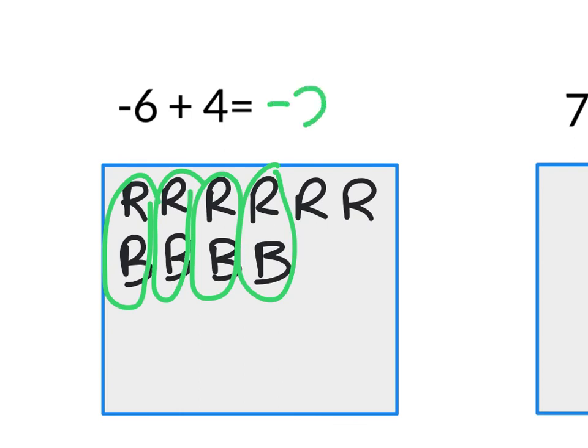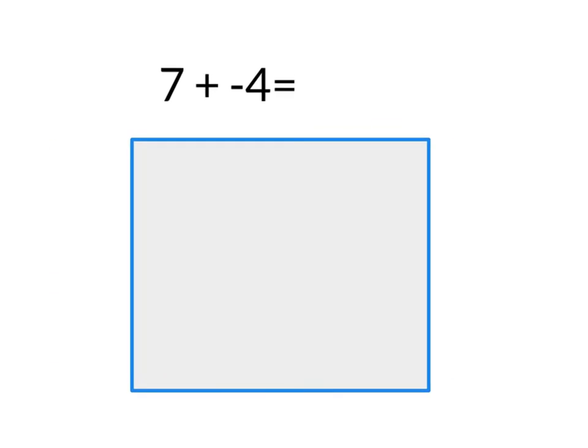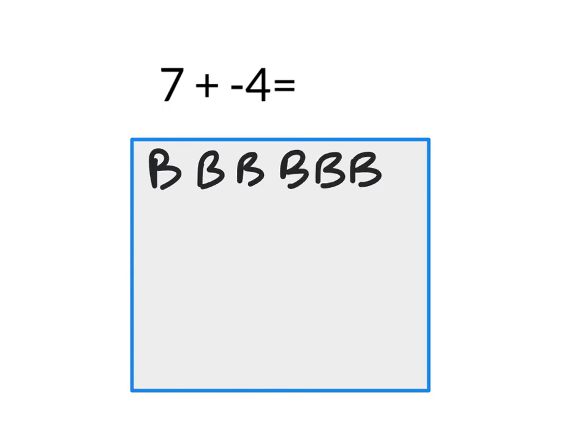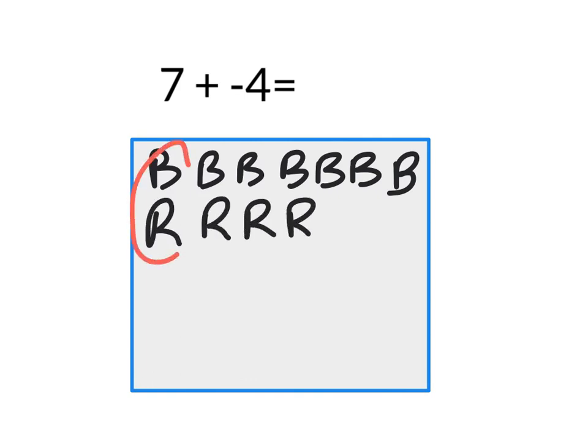And finally, we'll do one more where we have 7 black and 4 reds. So here are my 7 black, and here are my 4 red. Circle my 0 pairs, and I'm left with 3 black. So 7 black plus 4 reds will give us 3 black.